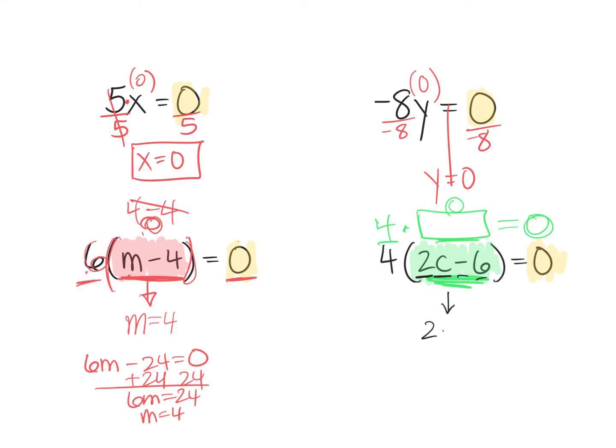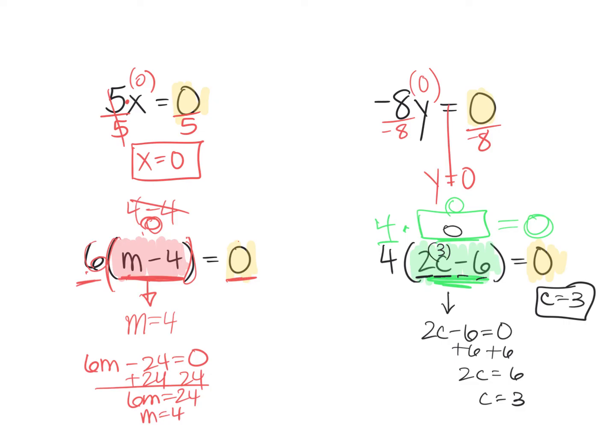If you're not sure, you could solve it. Okay, I would add 6. I get 2c equals 6, and then c equals 3. So my solution here is c equals 3. Again, if I plugged in a 3, I would get 2 times 3 is 6, 6 minus 6 is 0, 4 times 0 is indeed 0.